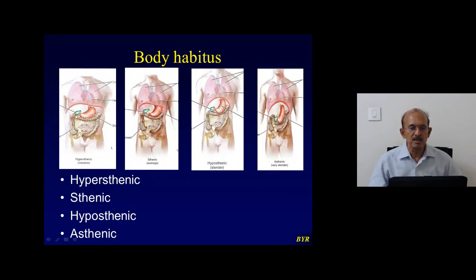the stomach is completely situated in the epigastric region and right hypochondric region. But in asthenic individuals, you can see it is there in the epigastrium, it is there in the umbilical region, and in some individuals it will be seen even in the suprapubic region. Which is more common? More common are sthenic and hyposthenic. The hypersthenic and asthenic are uncommon variants. So all are normal.